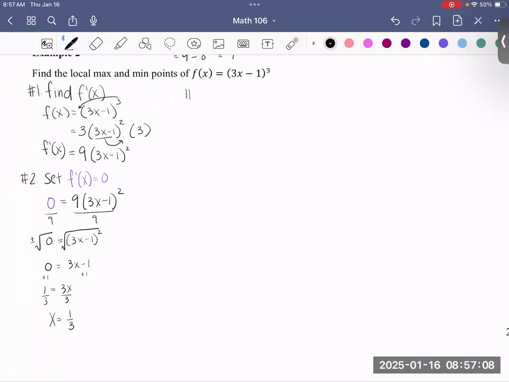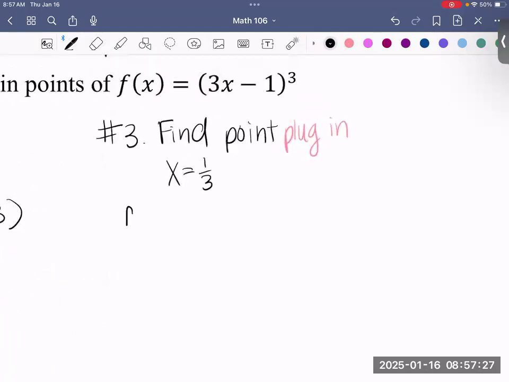Now we need to go ahead and determine the point. So find the point by plugging x is equal to 1/3 into your function. The reason why we plug into your original function is because your original function is going to give us your point. And keep in mind, if you need a calculator, you can certainly use one. We're going to go ahead and insert it right in.